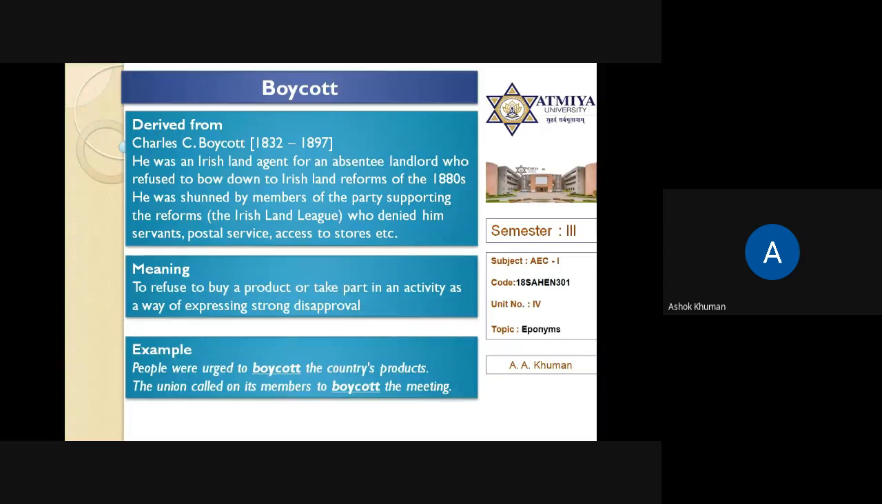So boycott means not to do something. Okay, boycott the buying of products in a particular country. It means you are showing your opposition, you are showing your disapproval, you are showing your resentment. Then you boycott a certain thing.